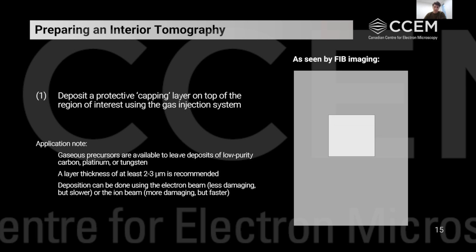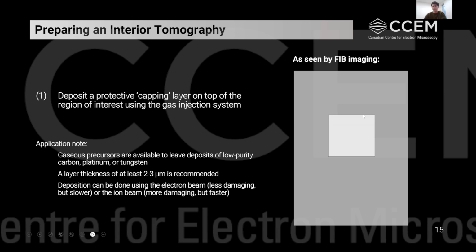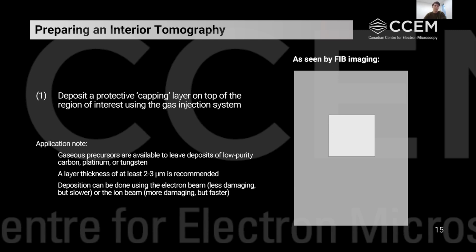We have gaseous precursors available that are able to make low purity carbon, tungsten, or platinum deposits, depending on what material system you're working with. And typically we want this to be at least 2 to 3 microns in thickness. This is going to protect our region of interest from that repetitive ion beam exposure. We're only irradiating the areas we want to, but damage can accumulate over time if we're not being careful about how we protect our surface.